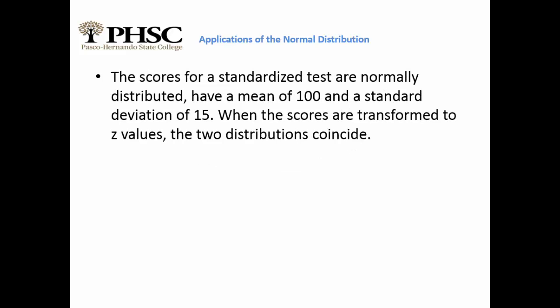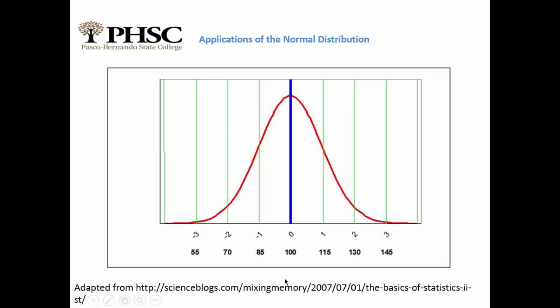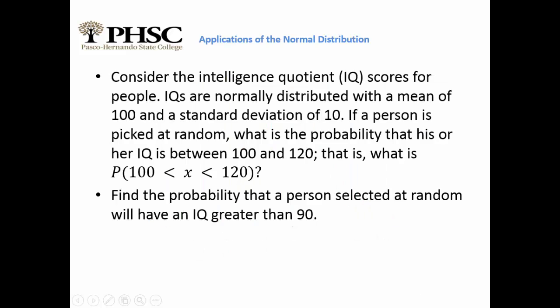So here's an example. The scores for a standardized test are normally distributed. We have a mean of 100 and a standard deviation of 15. When the scores are transformed to z values, the two distributions coincide. So here we have the raw data, right? The mean is 100, standard deviation of 15. So one standard deviation above the mean will be 115. If I standardize it, my mean becomes 0, and then my 15 just becomes a 1. So 100 corresponds to 0, 115 corresponds to 1, 85, which is one standard deviation below the mean, is a -1, and so on. So you can see how the two actually coincide.